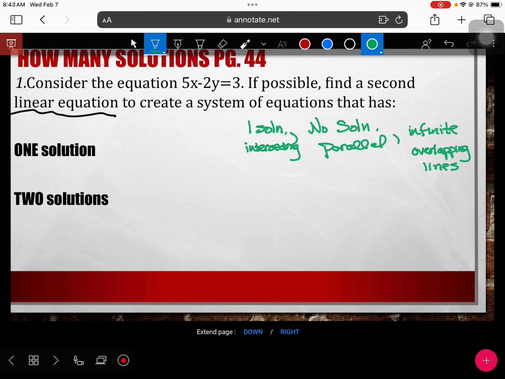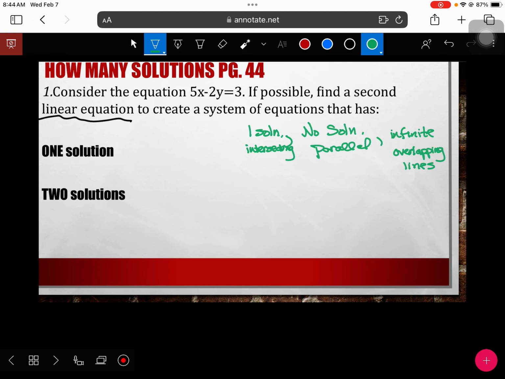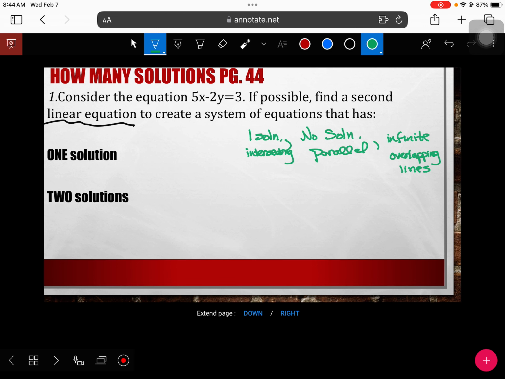If I have one solution, well, let's go back to no solutions. What has to be the same if we have no solutions? Okay, they have to have the same slope, right? And what?